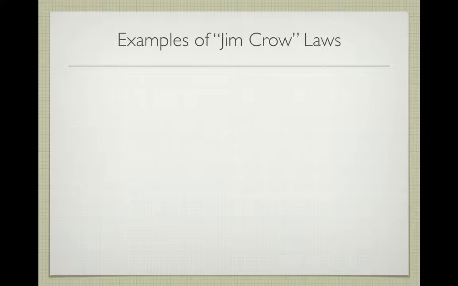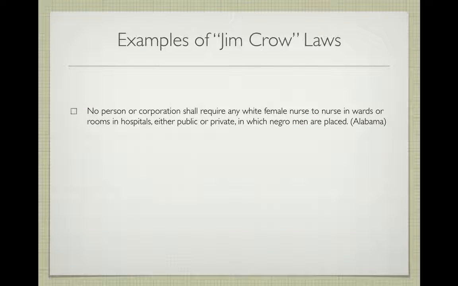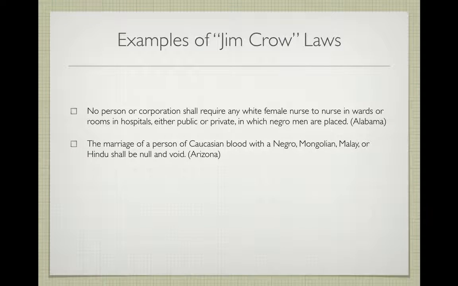So 1896, people had no resentment against these laws. At least, when I say people, I mean the governments. So here's an example: no person or corporation shall require any white female nurse to nurse in wards in the same rooms in hospitals, either public or private, in which Negro men are placed. So white nurses cannot take care of African American men.